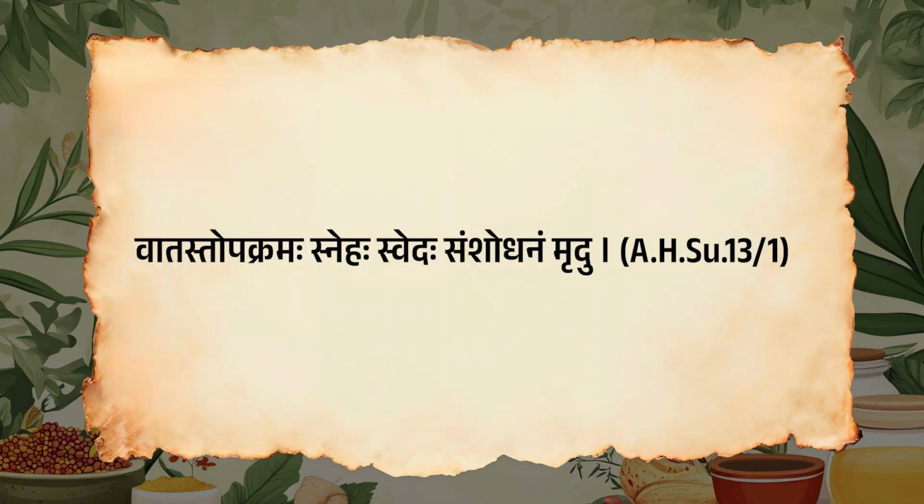Again, in Ashtang Hriday, Acharya Vagbhat has mentioned three important treatment modalities for Vata management. He said that "Vatasya Upakram Sneha Sveda Sanshodhanam Mrudu." That means Snehan, Swedan and Mrudu Sanshodhan are the main treatment modality for Vatic disease. Here again also Swedan is one of the important treatments for Vata disease.